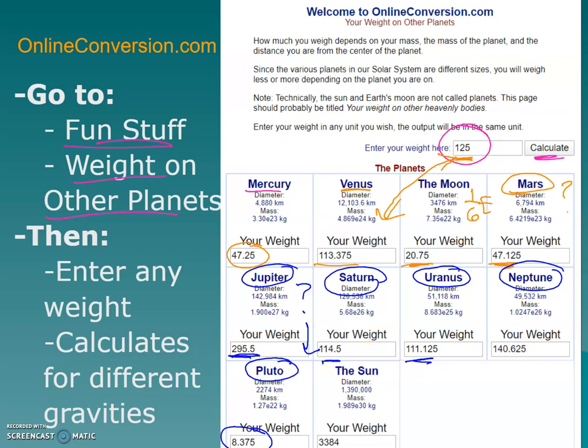Now, what would happen if you could survive walking on the sun? If you could be Icarus for a moment, you would weigh 3,384 pounds.